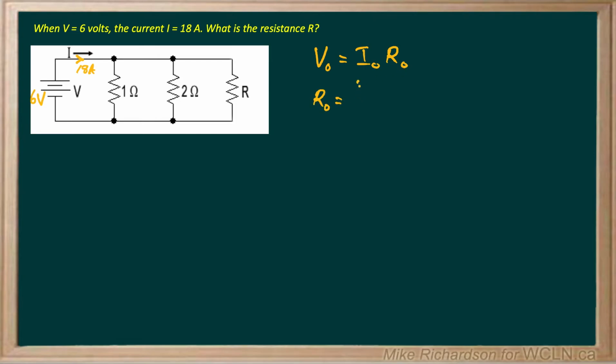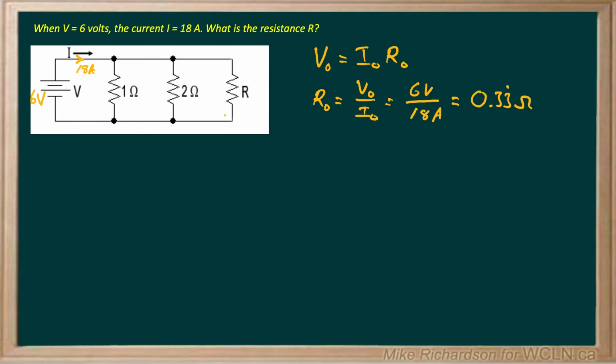R0, my total resistance, will be V0 over I0. My total voltage was 6 volts, and my total current was 18 amps. 6 divided by 18 is 1/3, which is 0.33 repeating ohms. So my total resistance is 0.33333 ohms.